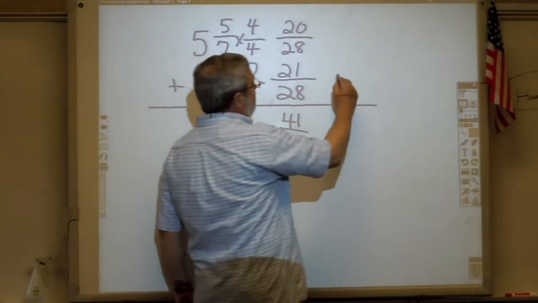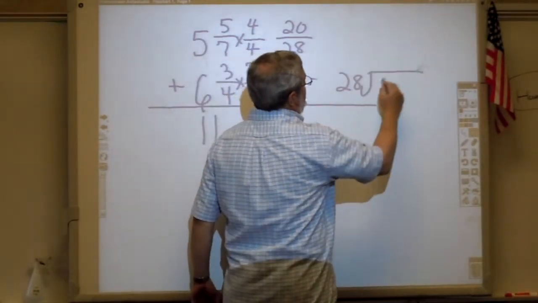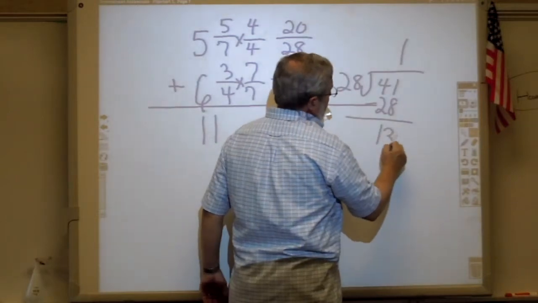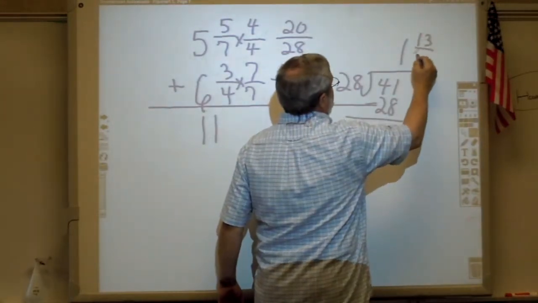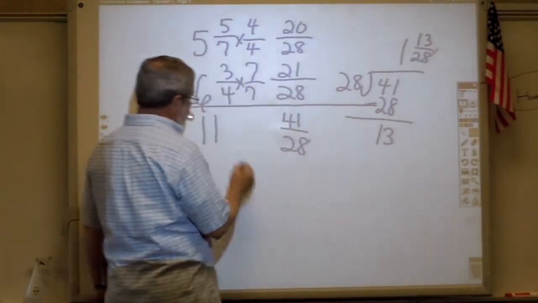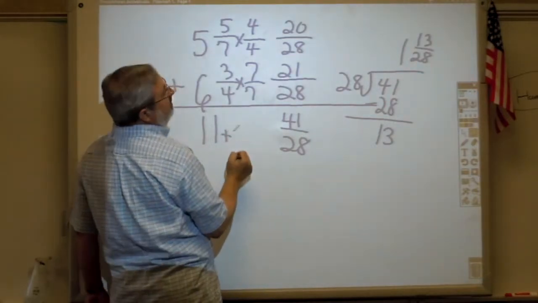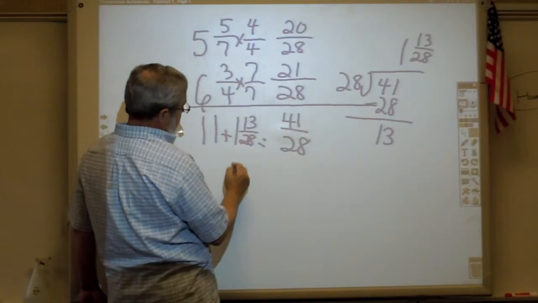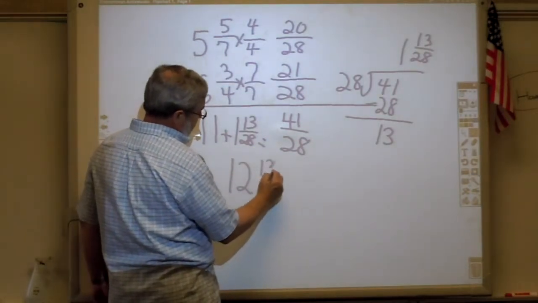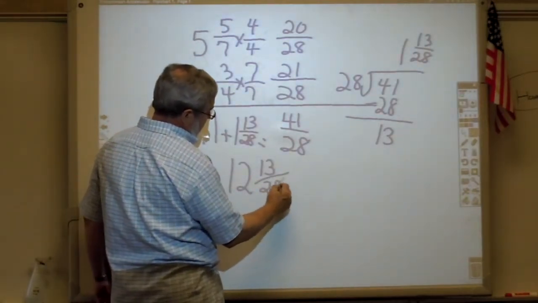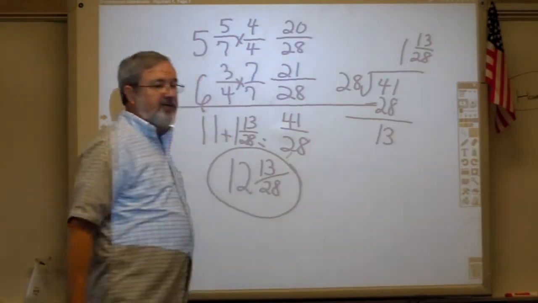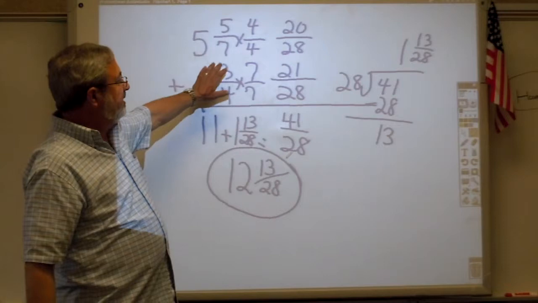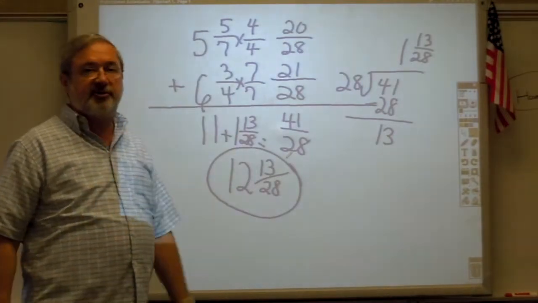28 will go into 41 one time, with the 13 left over. If I add that back together over here, 12 and 13 over 28 is what we'll end up with. If you work this one out and come up with that answer right here, then you're doing well.